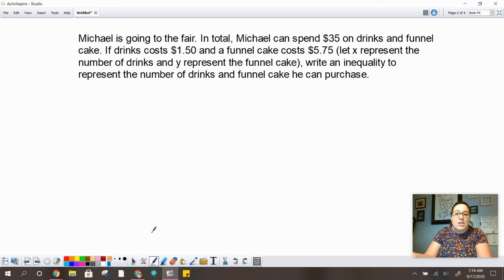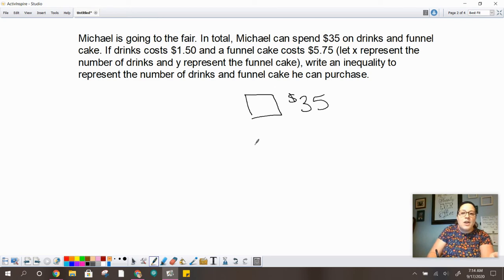So first of all, we know that he has $35 in total. So on the one side, I'm going to put 35. Okay, that's dollars. On the other side, which I'm going to leave a box here, we have $1.50 for drinks, and funnel cakes are $5.75 each. So it says that X is going to be our drinks and Y is going to be our funnel cakes. So we need to set up an equation or an expression here to show that drinks and funnel cakes together should cost a certain amount of money.